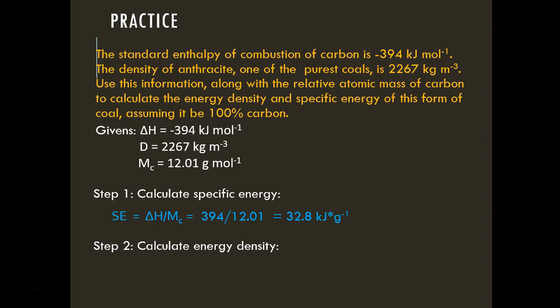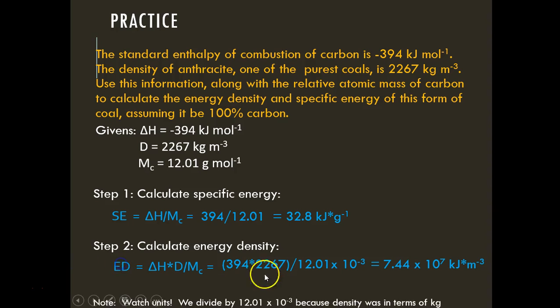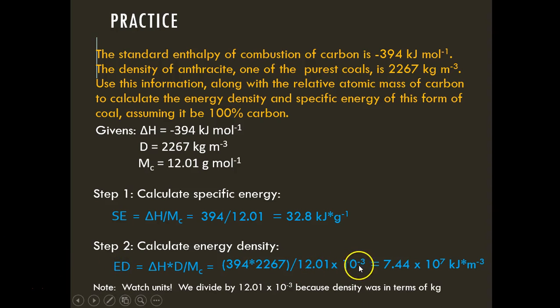Next, we can calculate the energy density. This is similar, but a little bit different because we have to multiply the delta H value by the density. And when we do that, we get 7.44 times 10 to the 7th kilojoules per cubic meter. Now, please note that I divided by 12.01 times 10 to the negative third because our mass value in the density was in kilograms, so our molar mass has to be in kilograms as well.